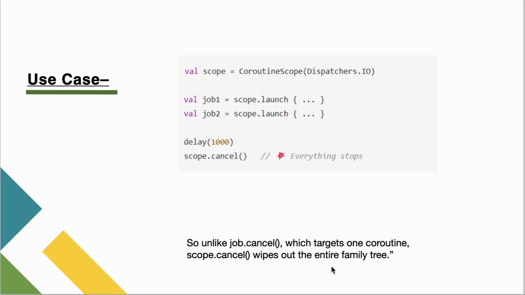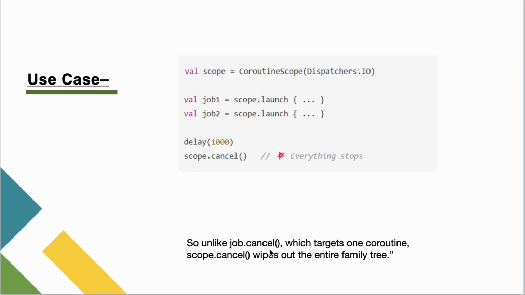Now, understanding the example, this is a much more powerful tool. It cancels the entire parent job of the scope, and because of structured concurrency, every coroutine launched in that scope will also get cancelled. If you see this, job 1 and job 2 are the ones we were using in the previous example as well. So if we use scope.cancel, it will stop everything.